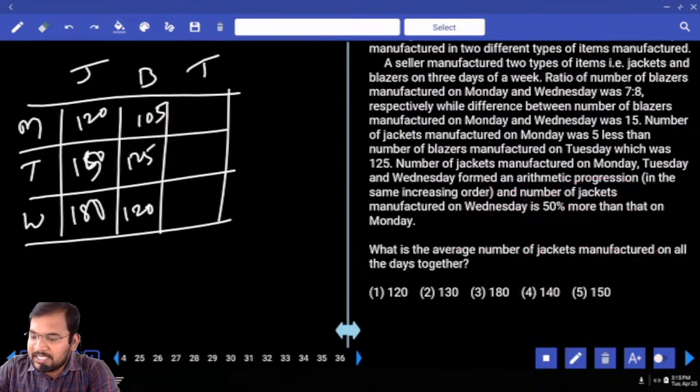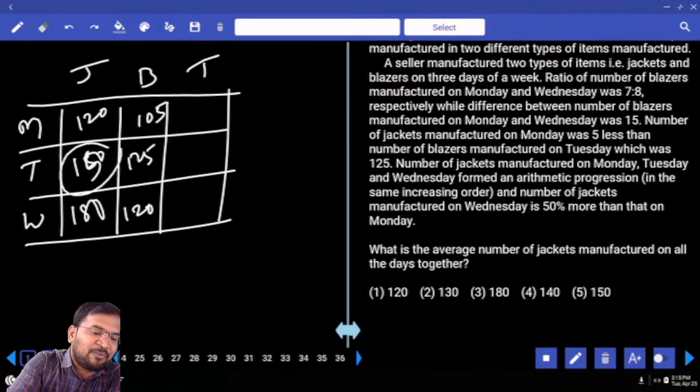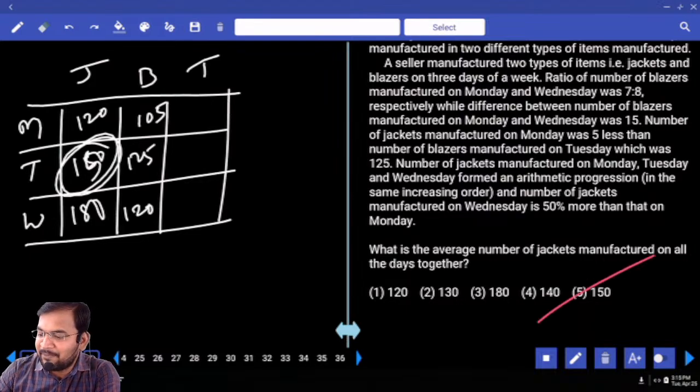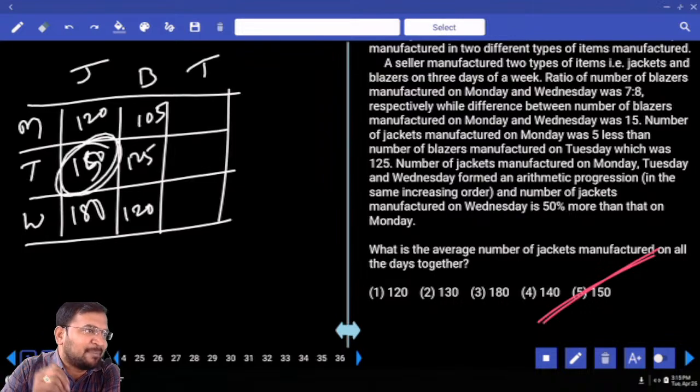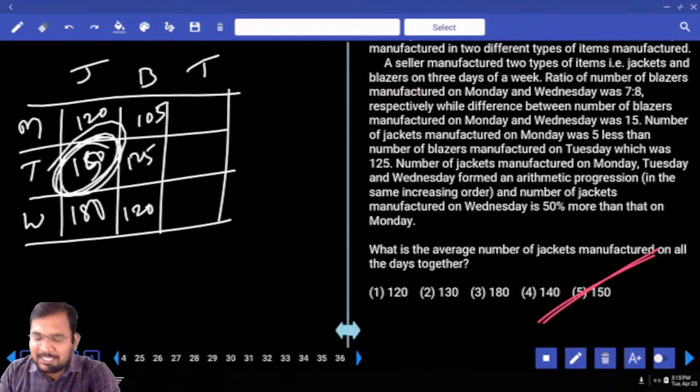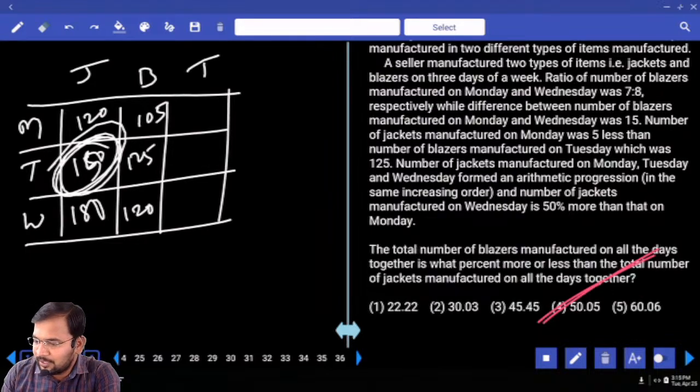Next, what is the average number of jackets manufactured all the days together? No need to go for the average, because the numbers are in arithmetic progression. Whenever the series is in arithmetic progression with an odd number of terms, the exact middle number will be the average. So no need to go for total and divide by 3. Your answer is 150.